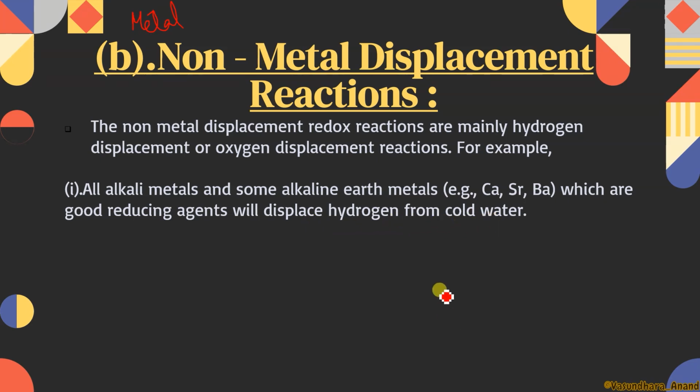So let's check an example equation. Calcium plus H2O: when calcium reacts with water, calcium being more reactive than hydrogen, it will displace the hydrogen from water and form Ca(OH)2 plus H2. You can check that calcium is in free state, so 0, and in this compound calcium is +2. Hydrogen is +1 over here and hydrogen is 0 over here. So hydrogen is undergoing reduction while calcium is undergoing oxidation.